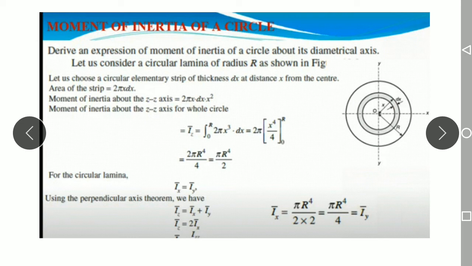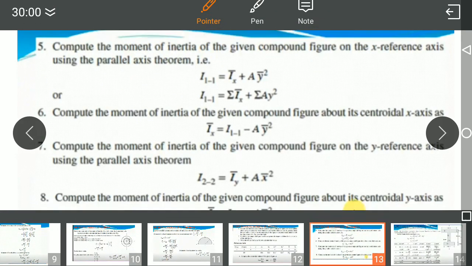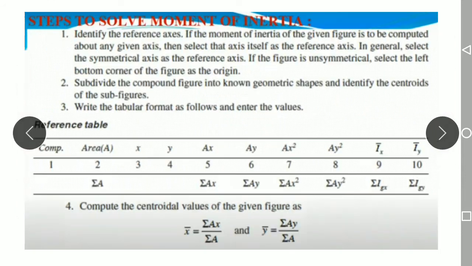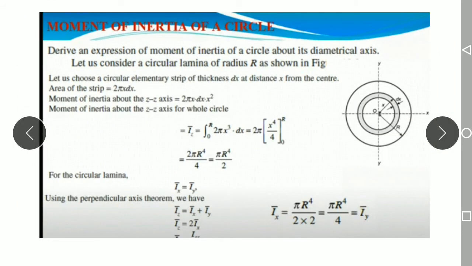Clear? Ix bar is equal to Iy bar is equal to pi r raised to 4 divided by 4 is what your moment of inertia of the circle. You just observe here. So this is what the moment of inertia of a circle. So let us see the moment of inertia of the semicircle. So there is not much difference here. So some calculation you need to do for the semicircle.